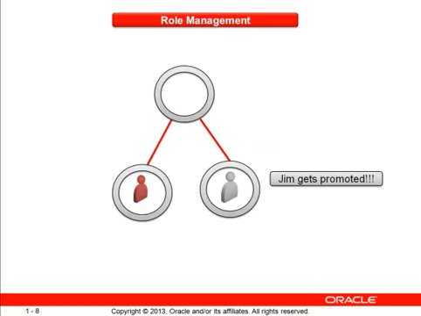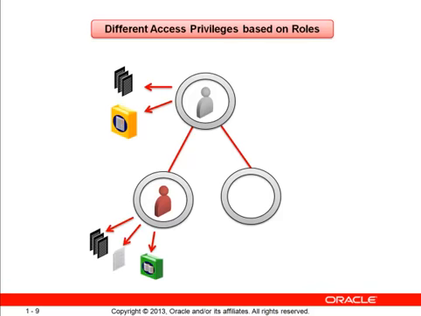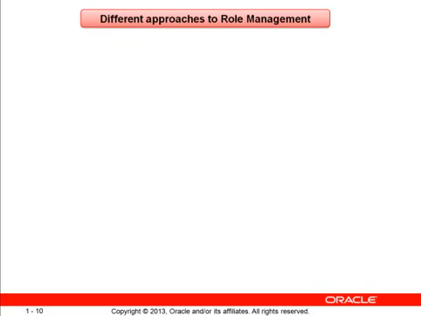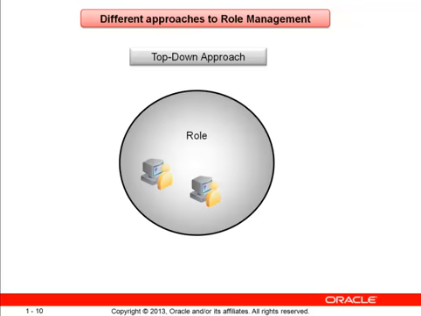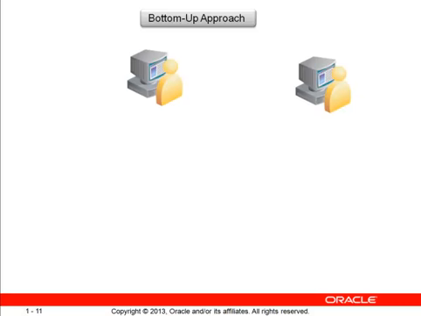Role management is one of the areas of identity governance. When Jim gets promoted, the access privileges of Jim would be different from those of Tina's, meaning that Jim might have access to resources that Tina might not have access to. There are different approaches to role management. First one is top-down approach, where there is an existing role and we add people to that role. The next is bottom-up approach, where we select people having certain common privileges and then create a role for them.